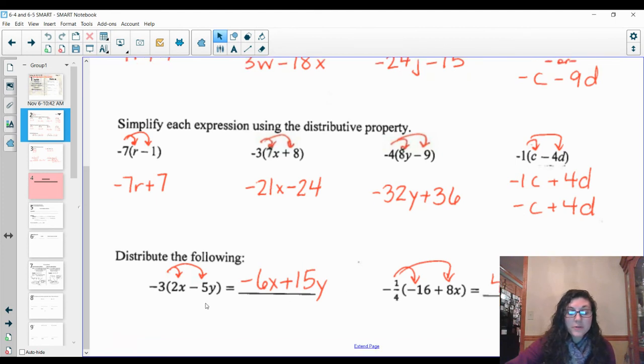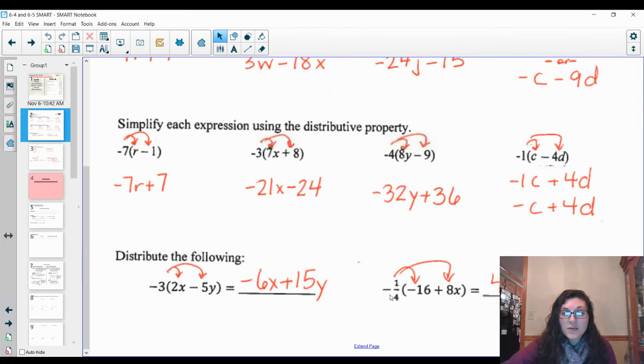We've got more distributive property at the bottom, but it's a little bit more complicated. Negative 3 times 2x, you're going to get negative 6x. Negative 3 times negative 5y, you're going to get positive 15y. So remember, a negative times a negative, you get a positive.